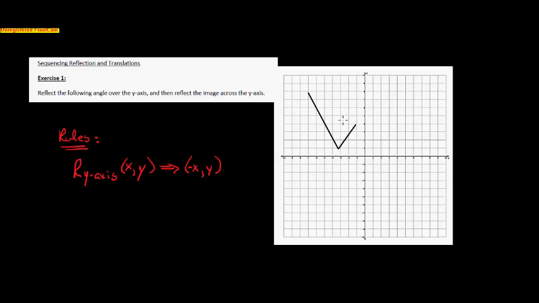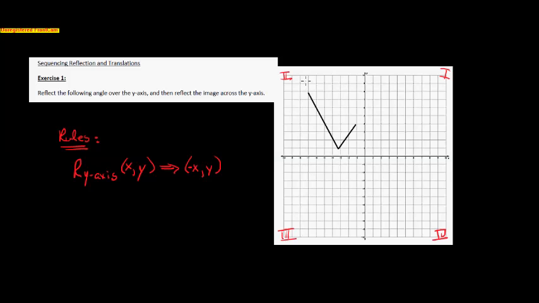So mentally, the first thing I'm thinking is it's going to end up in quadrant 1. Remember, this is quadrant 1, this is quadrant 2, down here is 3, and over here is 4. So I'm taking an angle from quadrant 2, and I'm going to reflect it over the y-axis. We're going to end up in quadrant 1.